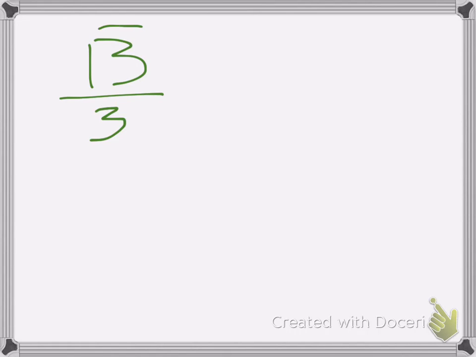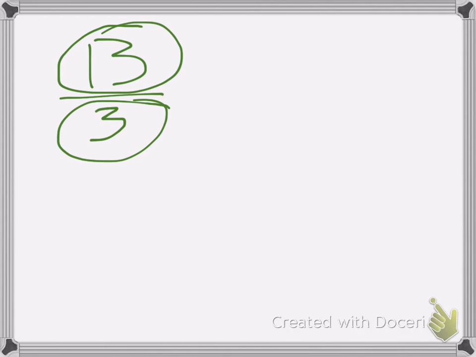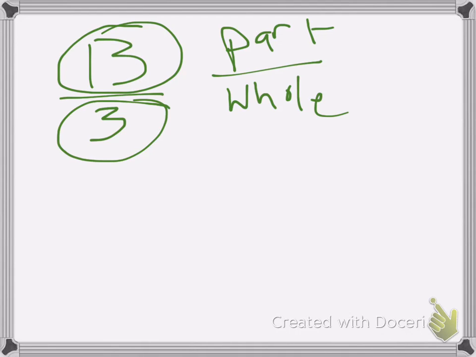We can see that the numerator is bigger than the denominator. If the numerator is bigger than the denominator, that means I have a couple of wholes in there, right? That part on top is bigger than my whole on the bottom. Remember, we've got part over whole. So how many parts do I have? I've got 13 parts, but a whole is 3.